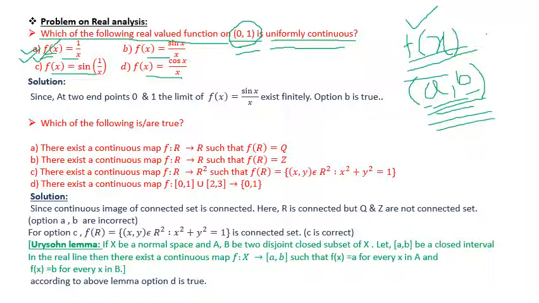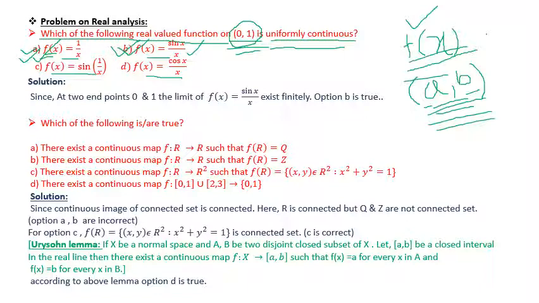And similarly, for sin x / x, at the endpoint x tends to 0 the limit exists finitely, and as x tends to 1, sin x / x also exists finitely, that is sin 1 / 1, which means sin 1. So here, since f(x) is continuous within the interval (0,1) and the limit exists at both endpoints, this option will be our correct option.